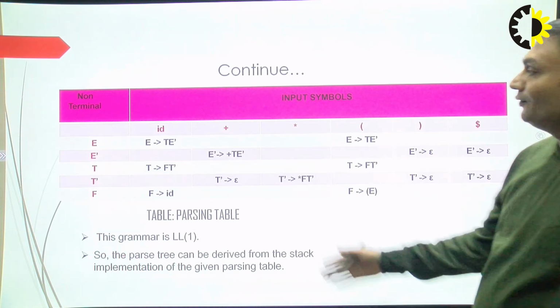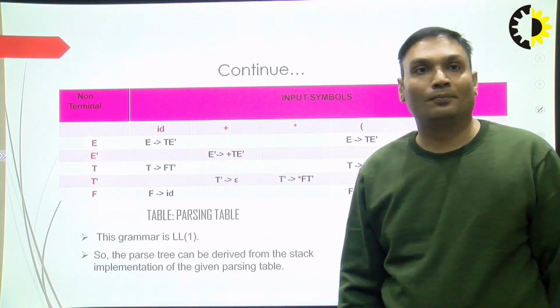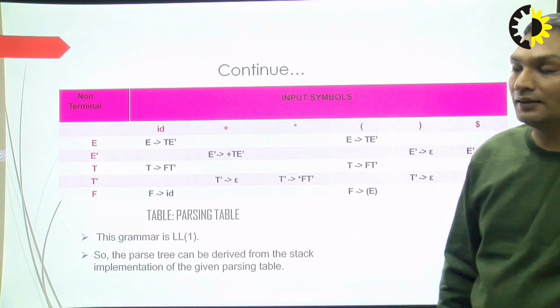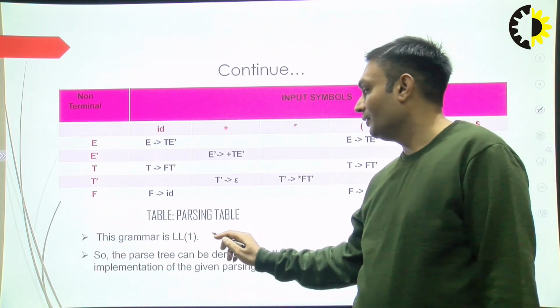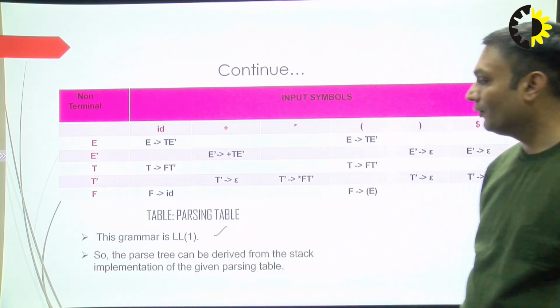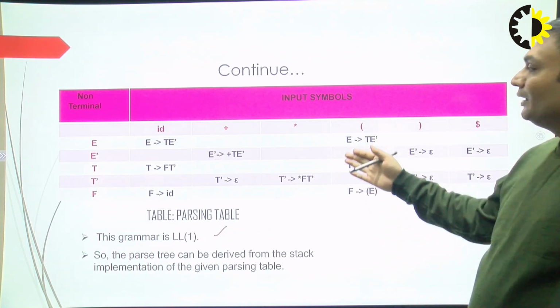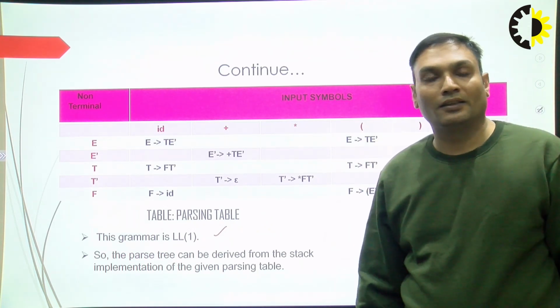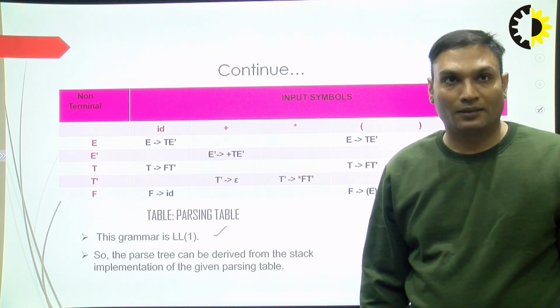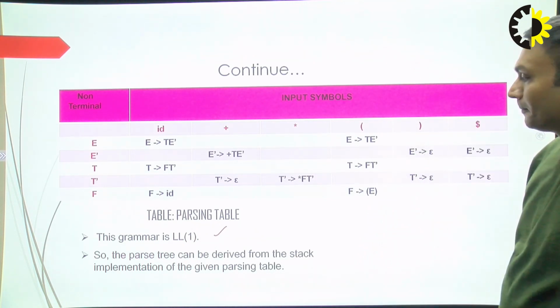So if there is no multiple entry in this parsing table, then we can say that this grammar is perfectly LL1 type of grammar. And if there are multiple entries in any cell of this parsing table, then we will say that this grammar is not LL1 grammar.